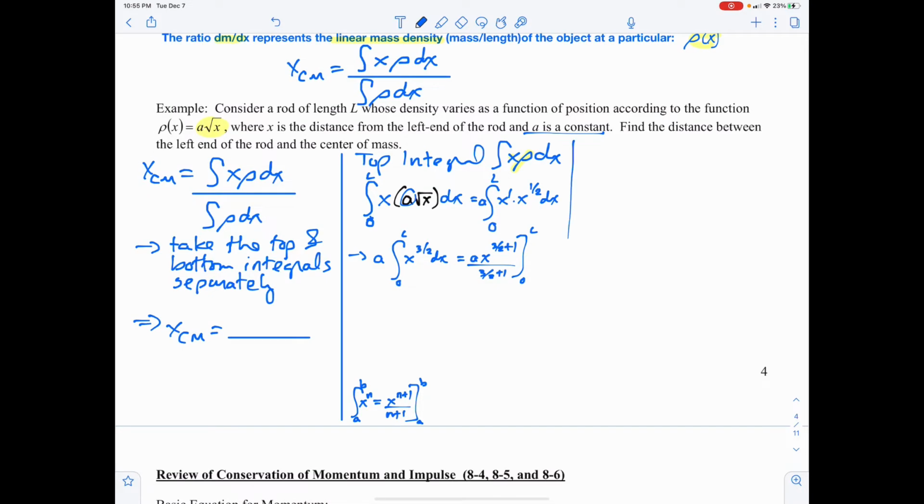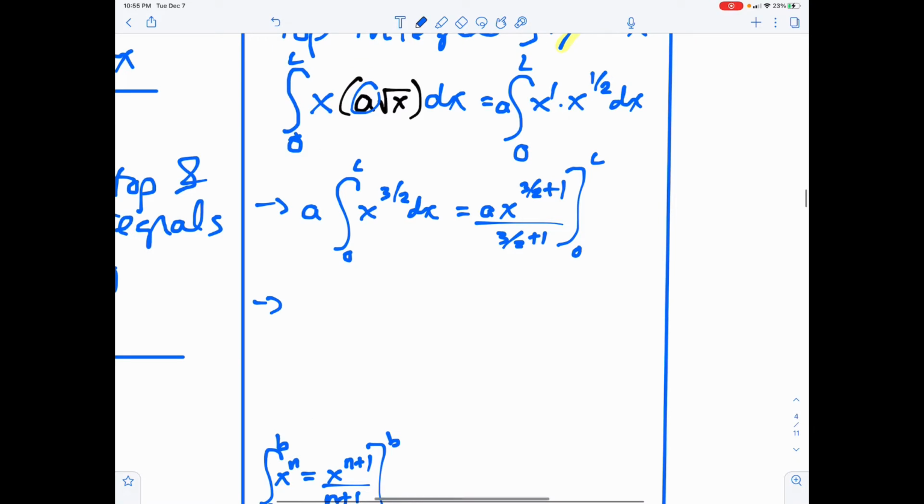I'm going to section this off right here because I'm going to leave some room to evaluate the bottom integral too. So this now becomes a times x to the 5/2, since 3/2 plus 1, which is 2/2, is 5/2, over 5/2, from 0 to L. When you divide by 5/2, that's the same as multiplying by 2/5. So the top integral is going to be 2/5 a x to the 5/2.